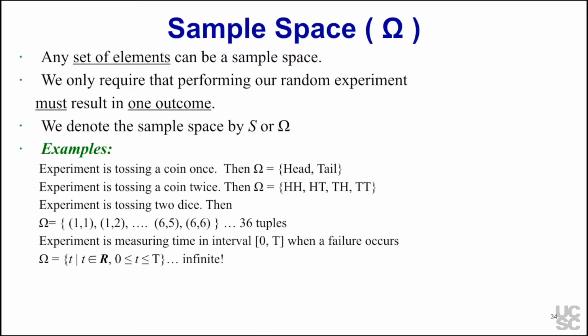If we have the experiment consisting of measuring time in the interval from 0 to t when a failure occurs, then the failure may take place at any point in time between 0 and t, and any interval has an infinite number of instants, so our sample space is infinite. So we can have sample spaces that are finite, as in the first three examples, or sample spaces that are infinite. And our probability theory must account for finite or infinite sample spaces.